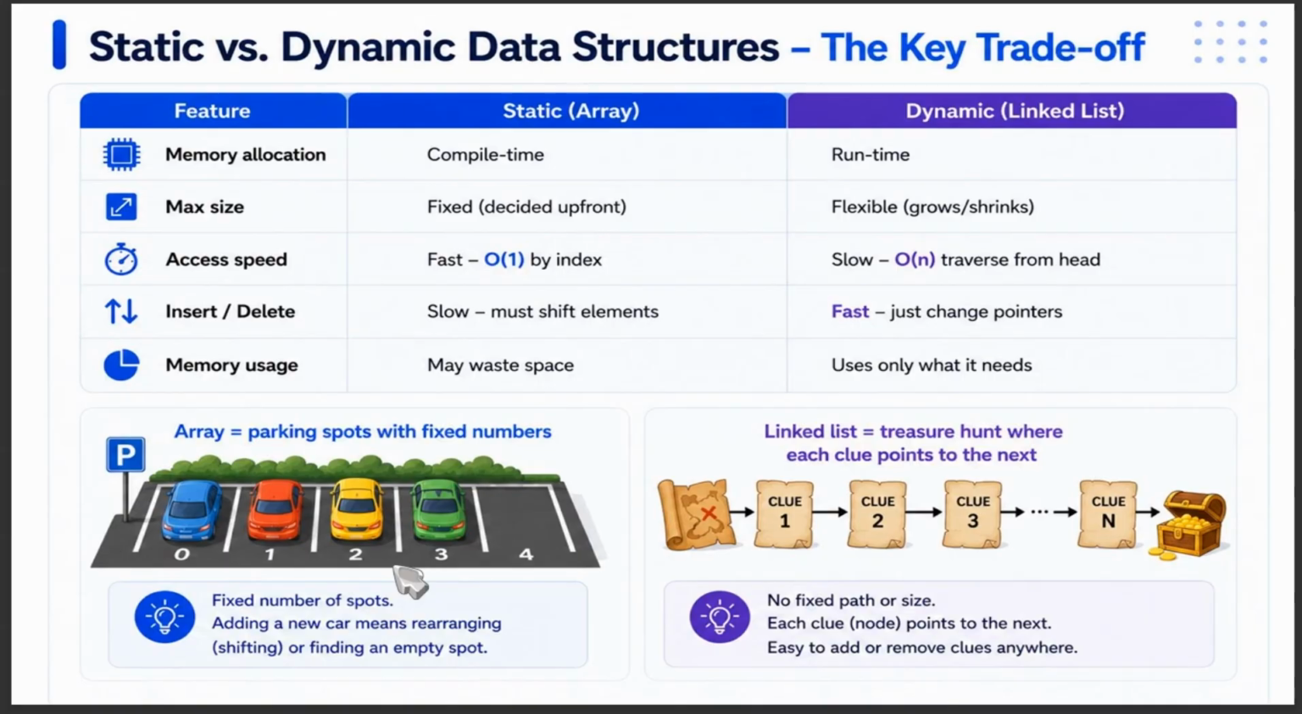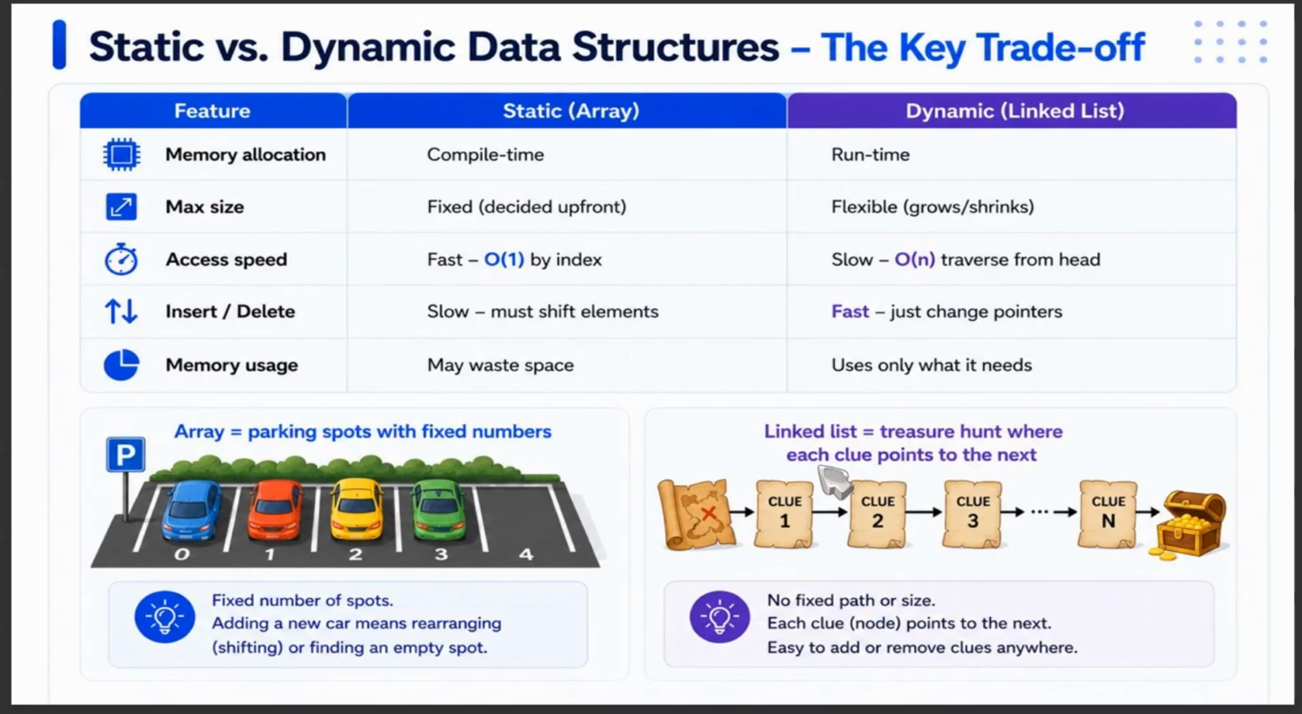Now if you want to add a new car between spot 42 and spot 43, you can't. All spots are fixed. To make room, you would have to move every car from spot 43 onward one spot to the right. That becomes very slow. Similarly, deleting a car from the middle requires shifting. Arrays are good when you mostly read data by position and rarely insert or delete in the middle.